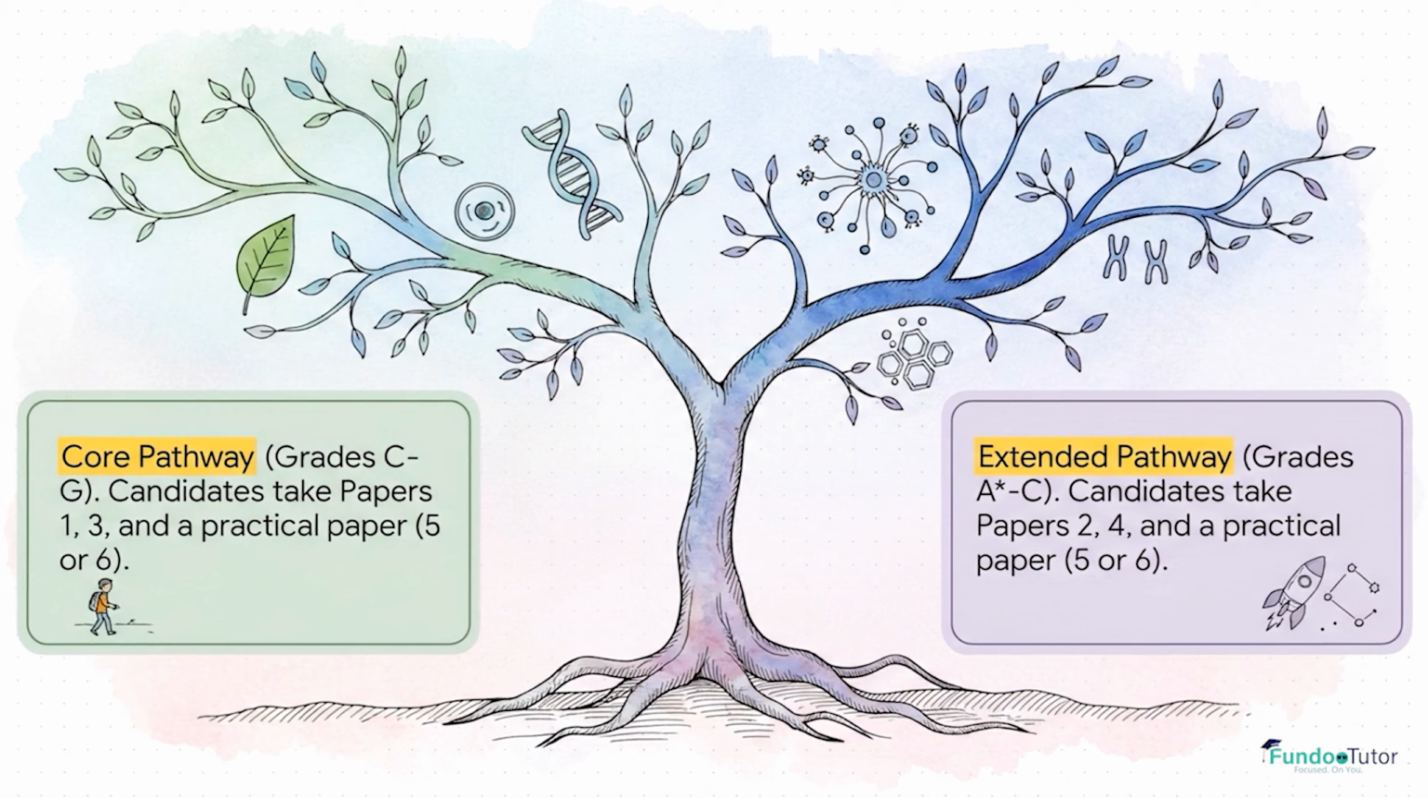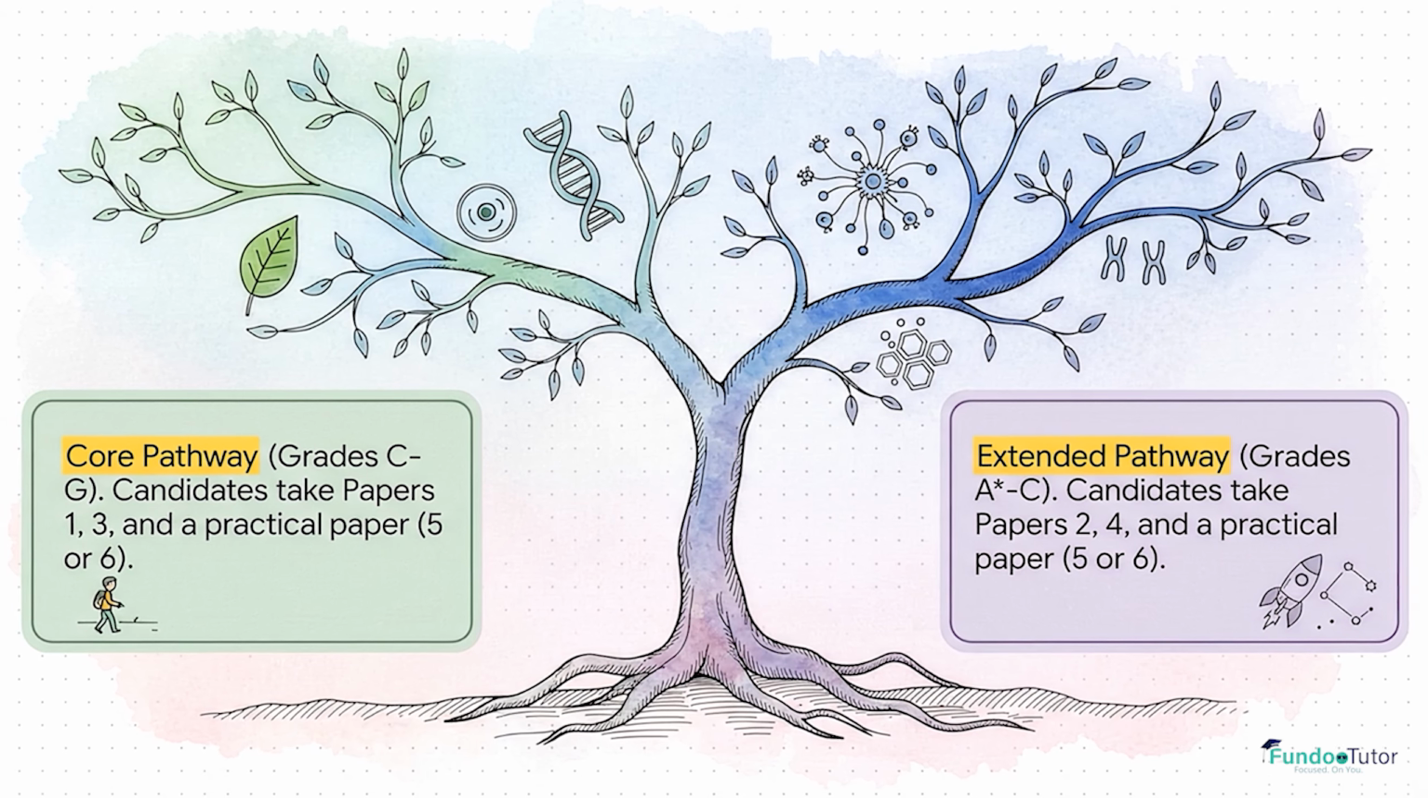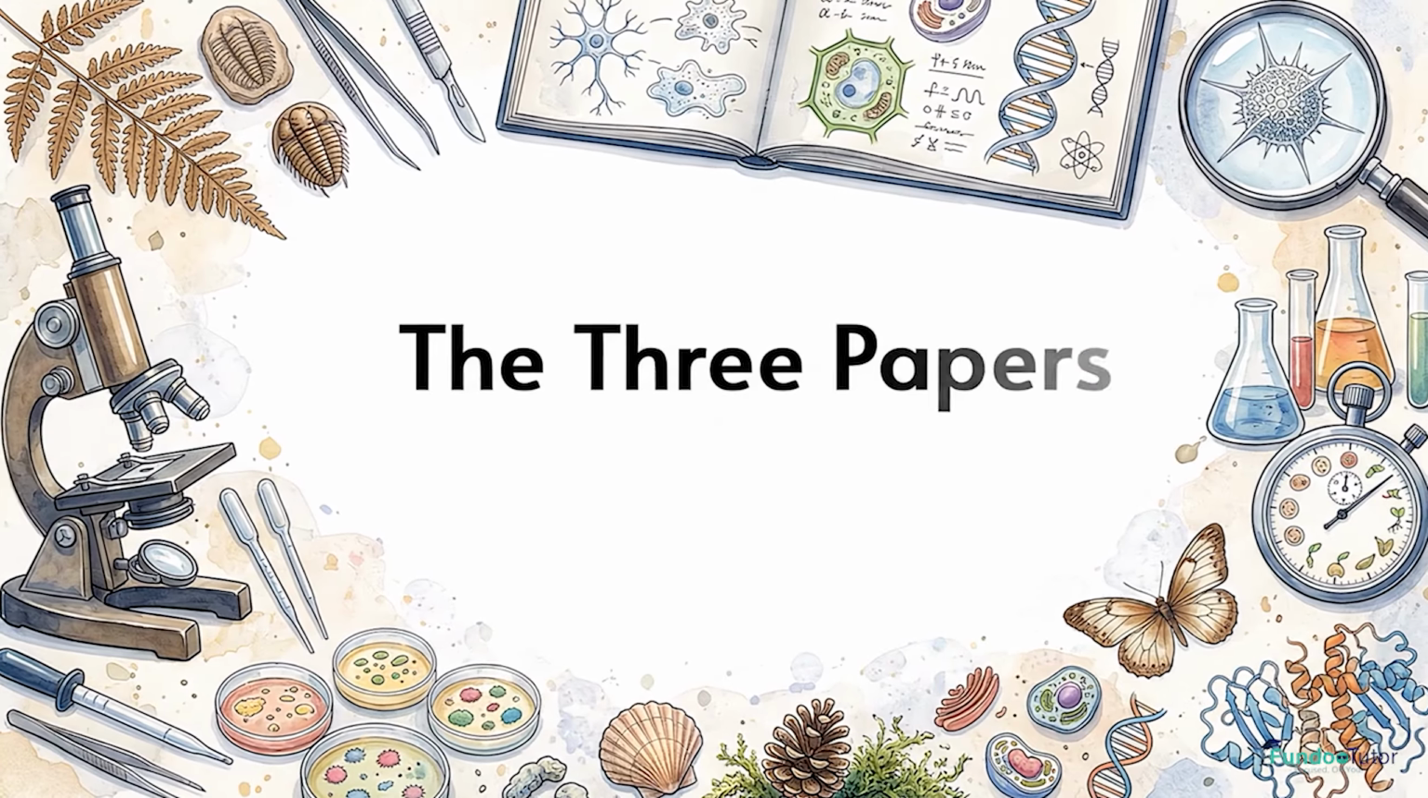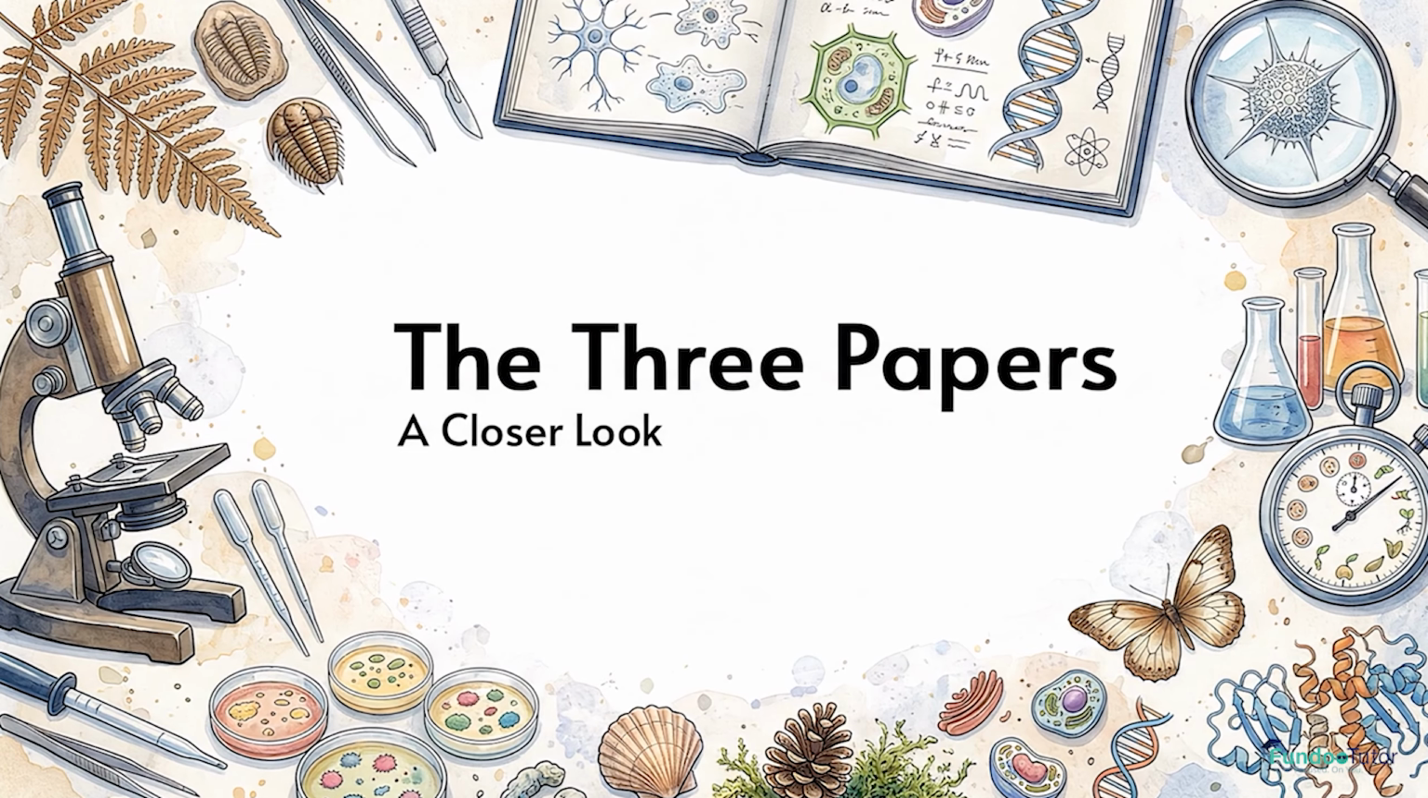So the key takeaway? The practical paper is the same for everyone, but your theory papers, they're tailored to your specific path. So we've got the 2 paths and the 3 papers. Now let's zoom in a bit and get to know each of these papers a little better. What are they actually like? How long do you get for each one? And how much is each one worth towards your final grade?